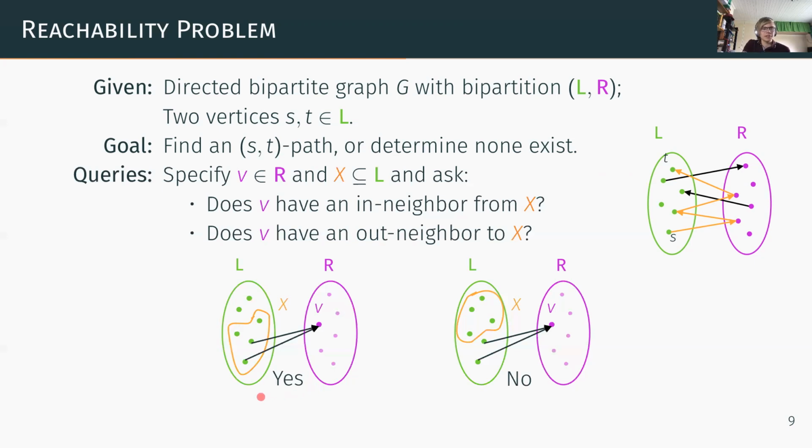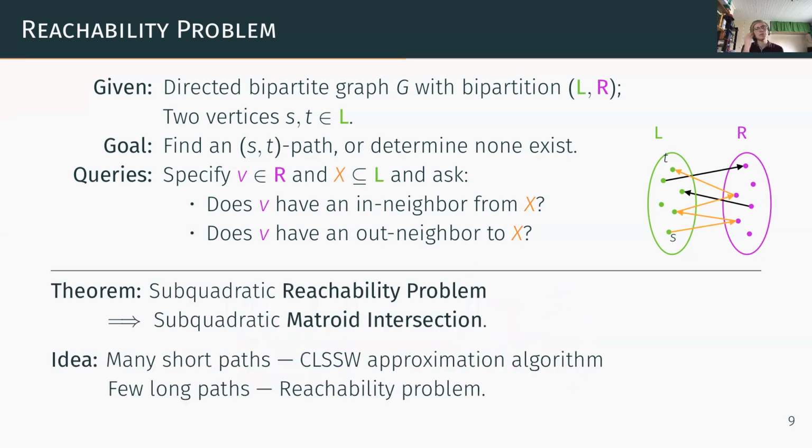So let's look at an example here. If we specify this vertex here and this set X here, we would obtain the answer yes if we ask whether B has an in-neighbor from X. While in this case, we would obtain the answer no, because we specified some set X here with no edges. So it turns out that this reachability problem is related to matroid intersection. In particular, finding an S-T path would correspond to finding an augmenting path in this augmenting paths framework by Edmonds. And also these queries correspond to independence queries in the matroid.